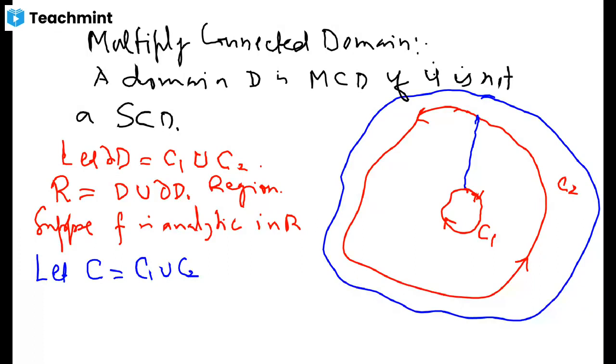Then what will be your path? You start from this point here on the inner path, and move clockwise. Then you exit through this line, reach the outer contour, and traverse it in the anticlockwise direction. Then you come back through the same line and reach the point from where you started. With this, you form a closed contour. This is a closed contour. And now you see this part. Let me highlight this part.